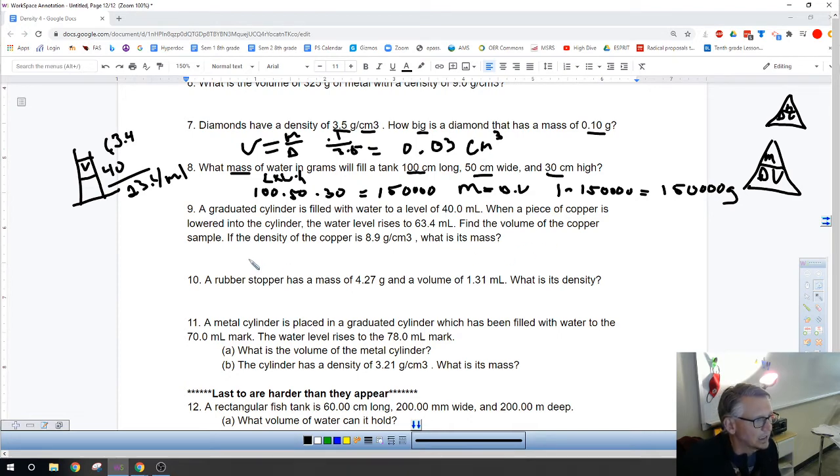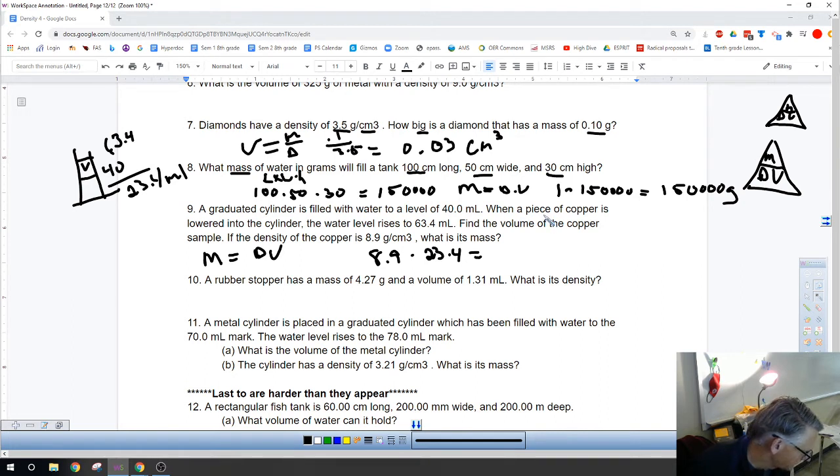We need to find the mass. Mass is equal to density times volume. Density is 8.9 times our volume of 23.4. And if we multiply that out, I'm sorry, I was looking at the wrong number. 208.3, and that is in mass, so that will be in grams.